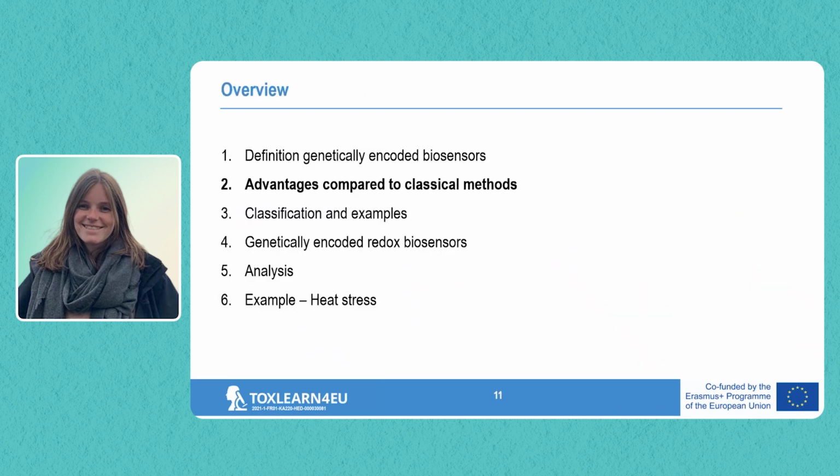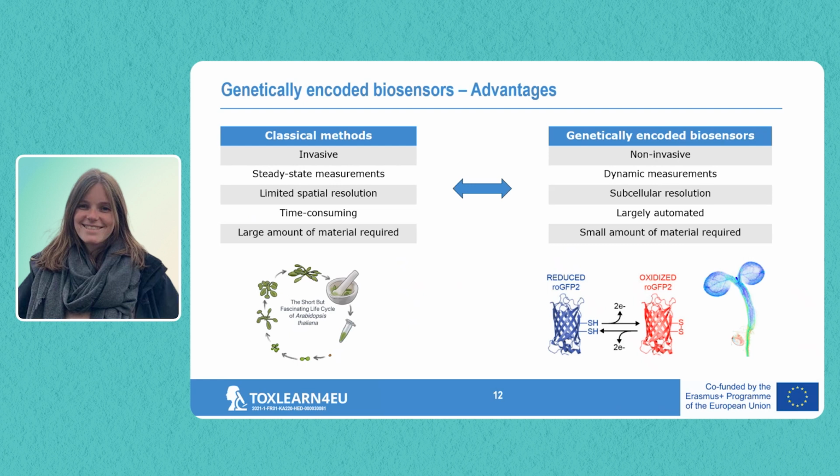So I will first briefly tell you something about why it's interesting to use these genetically encoded biosensors. And then I will also show you some examples and show you in more detail how they work. So the classical methods that I just explained, they have some limitations, let's say. Of course, as she already mentioned, it's all depending on your experimental setup. If you only want to look at one point in time, maybe it's much easier to use these techniques, but it really depends on the question you want to answer.